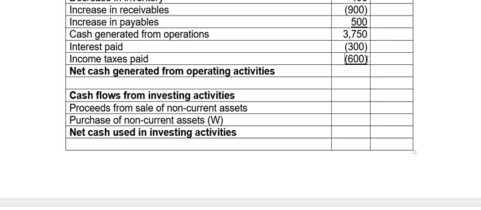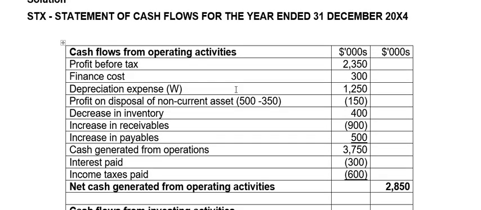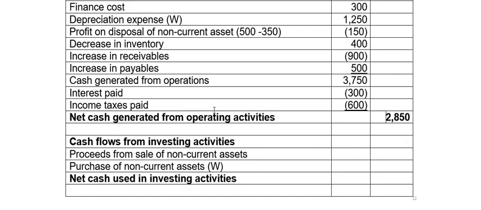So what do you do? 3,750 minus 300 minus the 600. This gives us the net cash flows from operating activities. The operating activities of this company generated 2,850,000. That is the cash generated from the company's core business operations. From there, I move to investing activities.